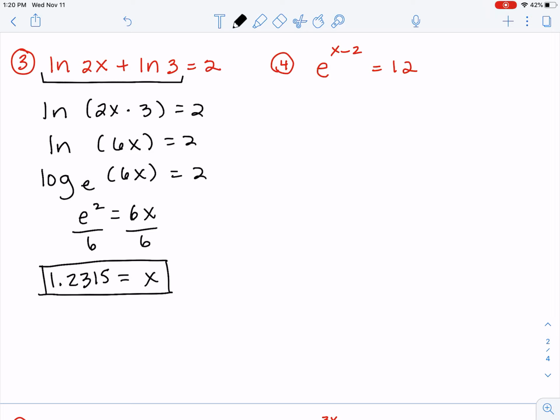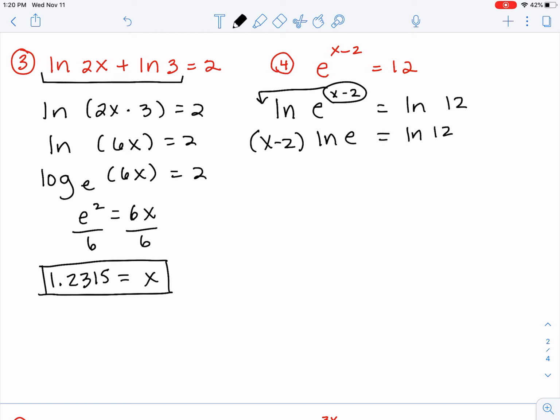Now look at number 4. Number 4, well, it is in exponential form. So what we've learned so far is that we need to take the log of both sides. But since the base is e, I'm going to take the natural log of both sides. Now you can use your log properties. If I have a power of x minus 2, that's going to go out in front. So it's the quantity x minus 2 times the natural log of e equals the natural log of 12.